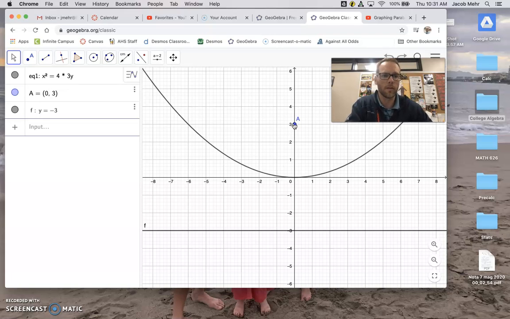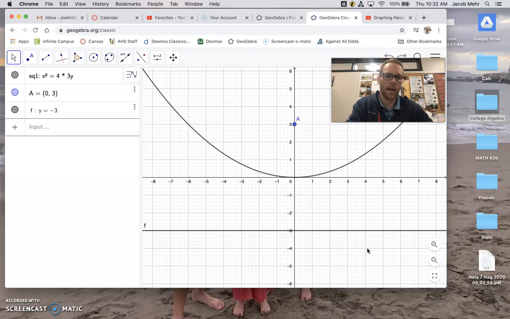Now this point right here is called the focus. We've seen that word show up when we talk about an ellipse, when we talk about a hyperbola. Here is the focus of the parabola, and we can see the parabola kind of wraps itself around that. The parabola has a vertex. That's not a new word for us either. The vertex here is at the origin. So it goes through the vertex of 0, 0, wraps around this focus, which is the point 0, 3.